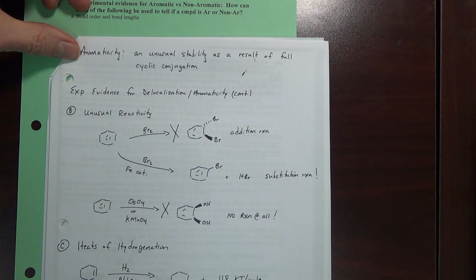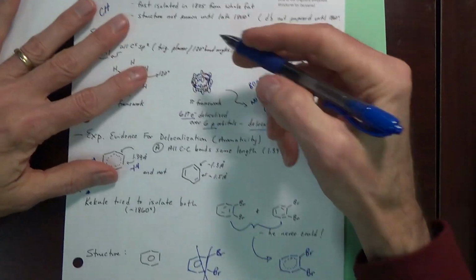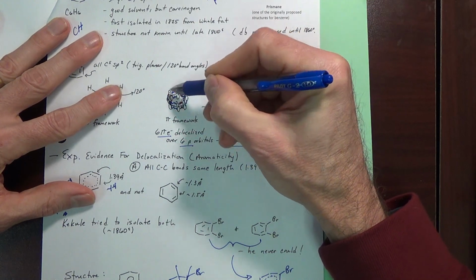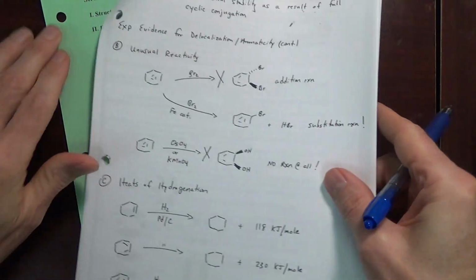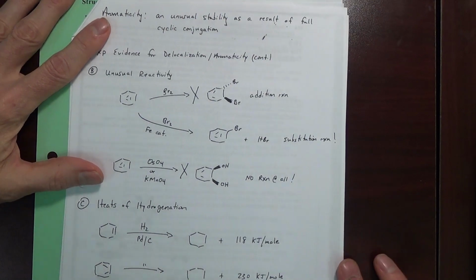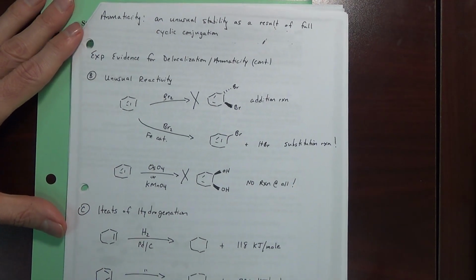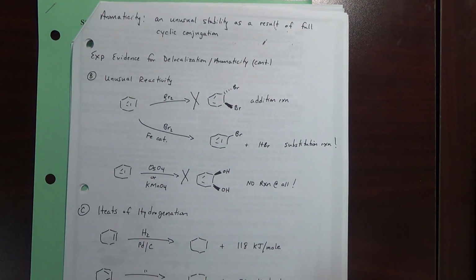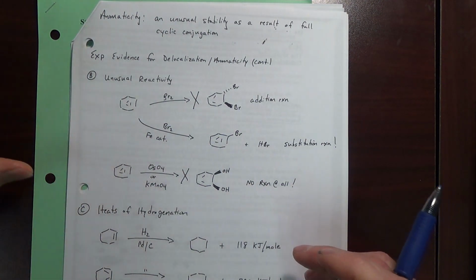Okay? That's what we showed over here. The 6 p orbitals, we have full cyclic conjugation. But that leads to unique stability. Or unusual stability. Well, what type of stability are we talking about? Okay. And what is some of the evidence for that unusual stability?